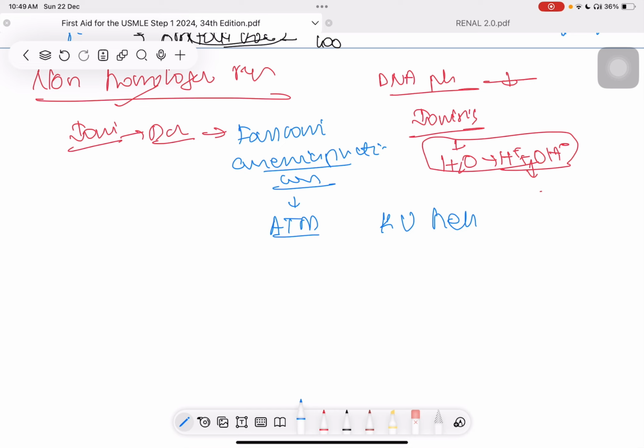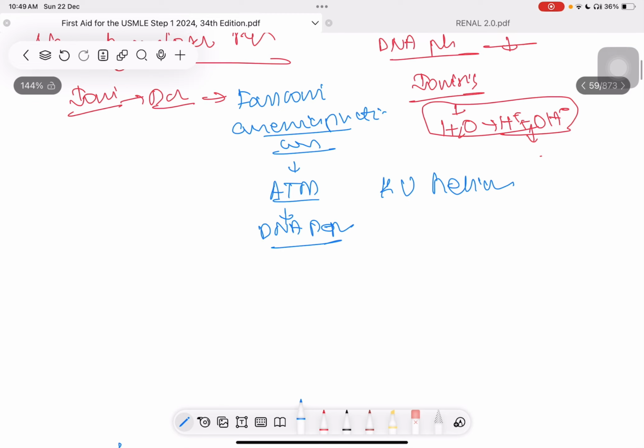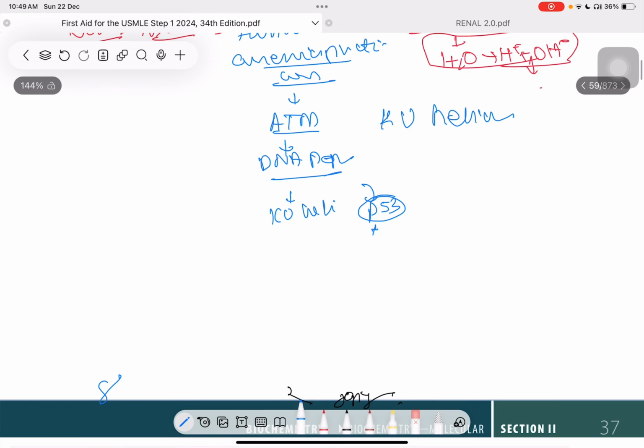KU helicase. This ATM is nothing but DNA dependent protein kinase. This ATM, which is ataxia telangiectasia protein, phosphorylates KU helicase and P53. We know P53 is nothing but a tumor suppressor gene.